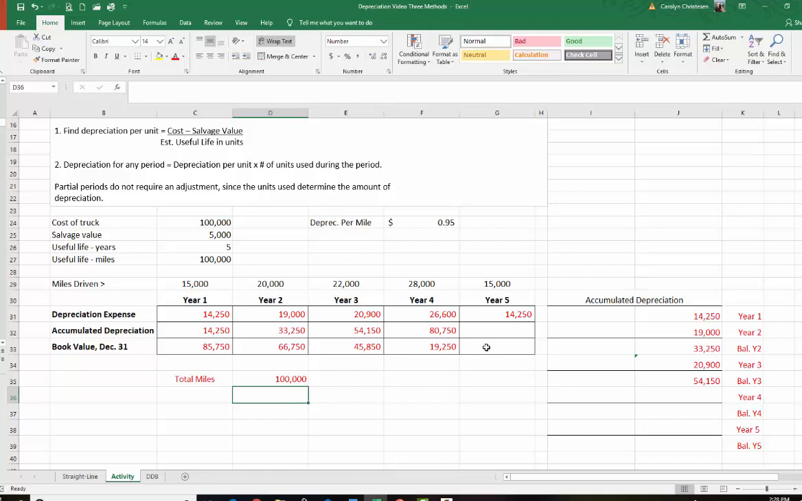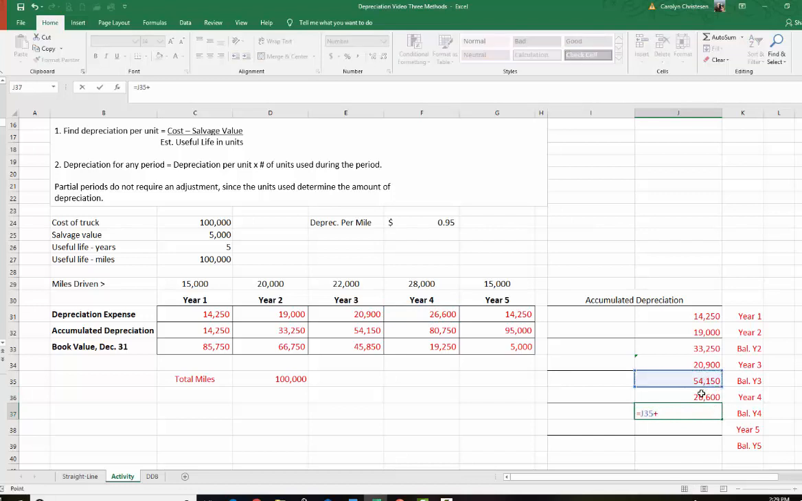So that means, what do we know? Our book value at the end of these 5 years should be exactly equal to $5,000. All right, so here we go. 80,750 plus the 14, and our book value is equal to the $5,000 again. Let's put these in here. Our expense each year. And this one, and then we see that our book value at the end is 5,000.